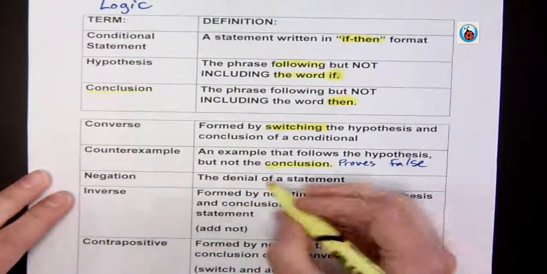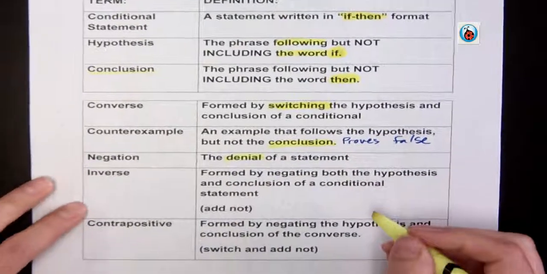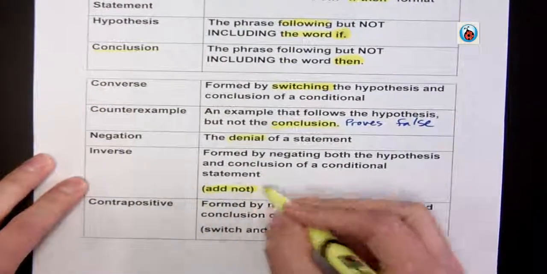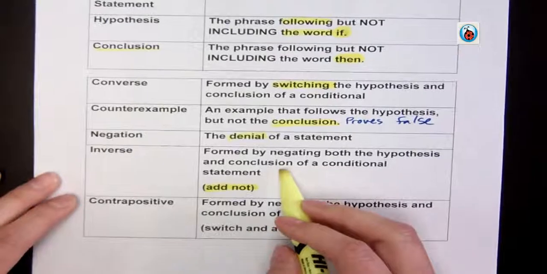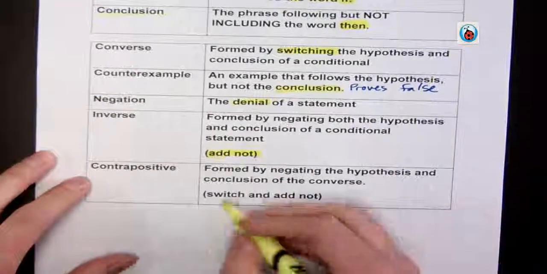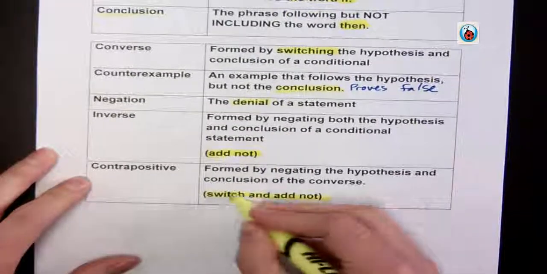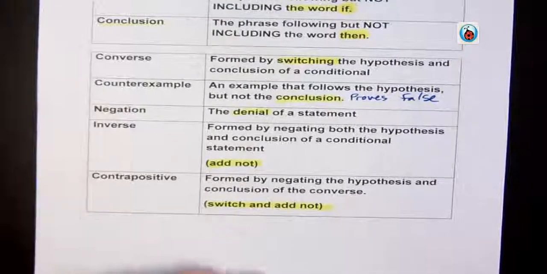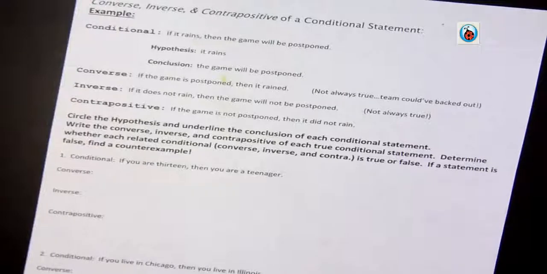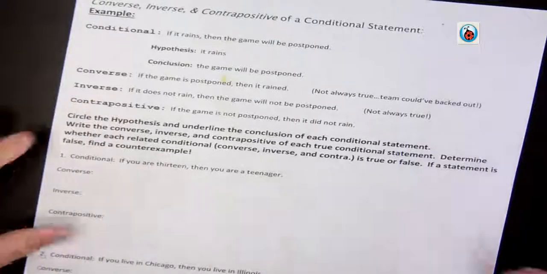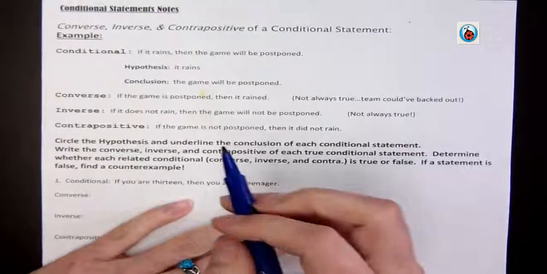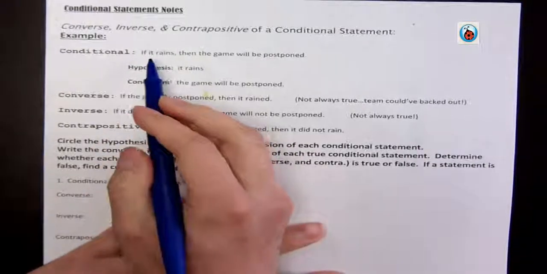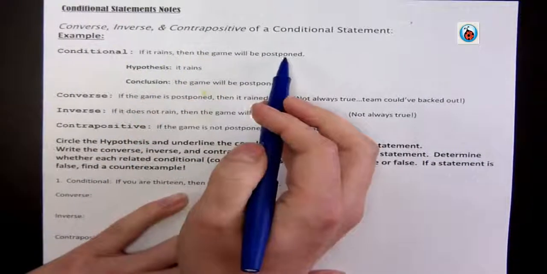Negation is just we deny it. Inverse is when we add not to the hypothesis and conclusion. And contrapositive is when we switch and add not. So if you flip over, this is going to be your reference page. Here is where it looks when we actually have the statements. So conditional statement says, if it rains, then the game will be postponed.